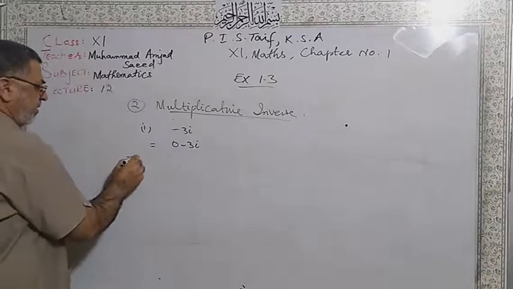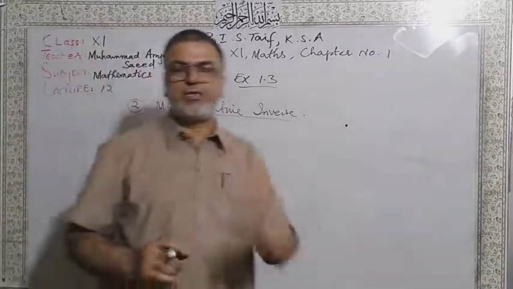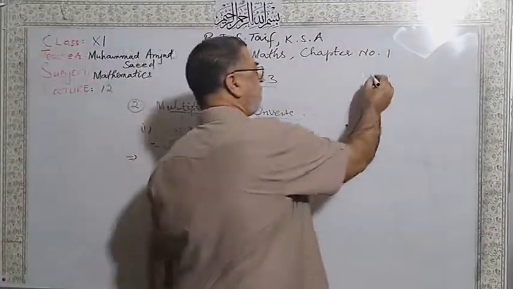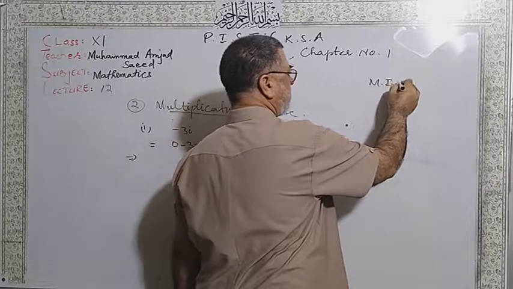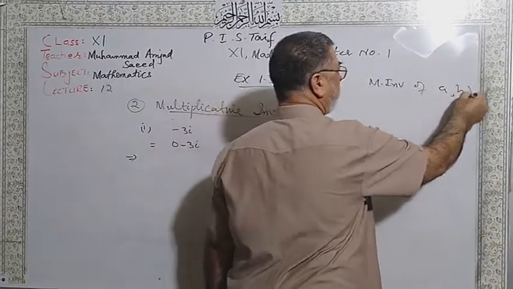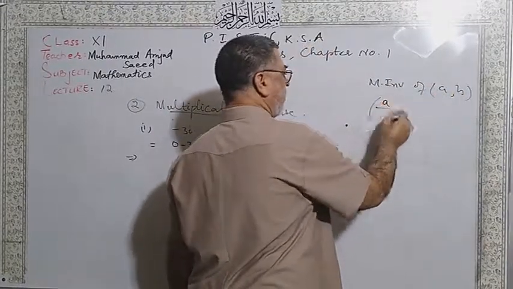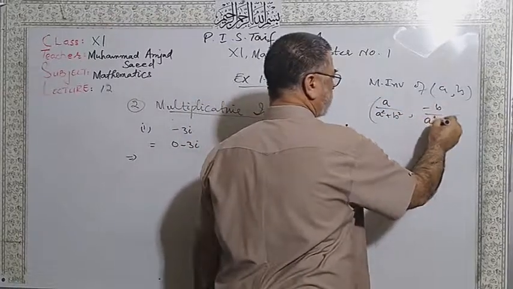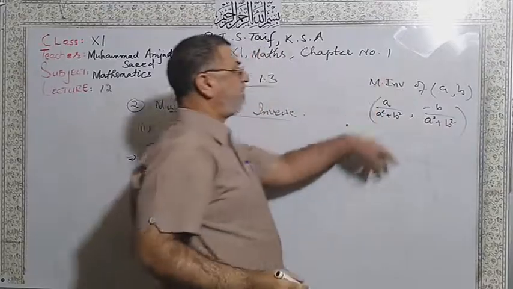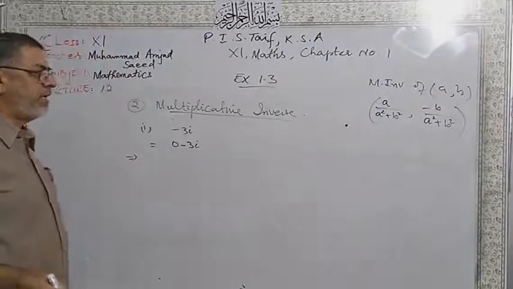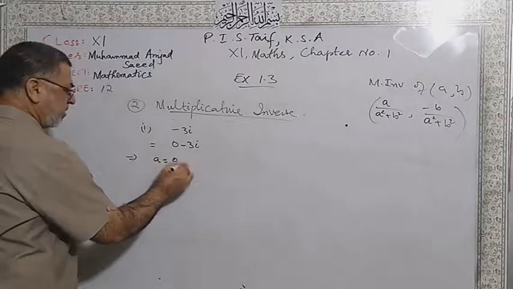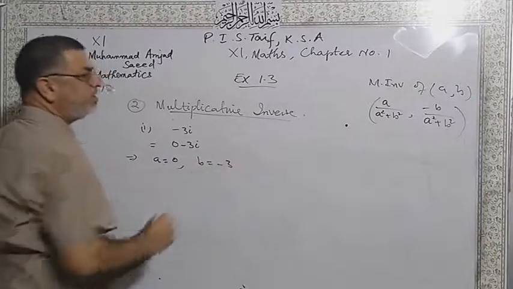And from here you can see, you have seen in exercise 1.2, we had the formula: the multiplicative inverse of (a, b) was a over a square plus b square, minus b over a square plus b square. That was the formula, the multiplicative inverse of (a, b). So from here you can check, what about a? a is 0 and b is minus 3.